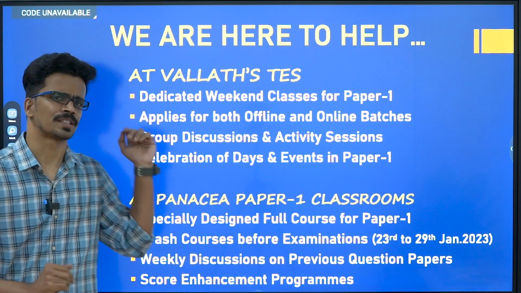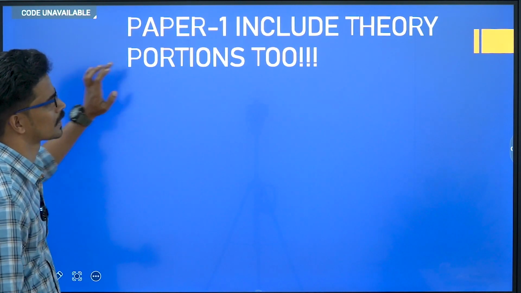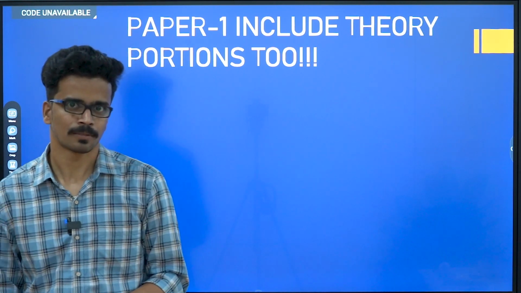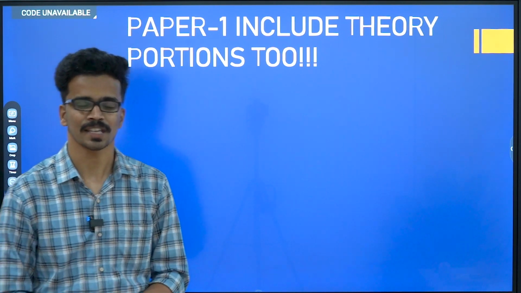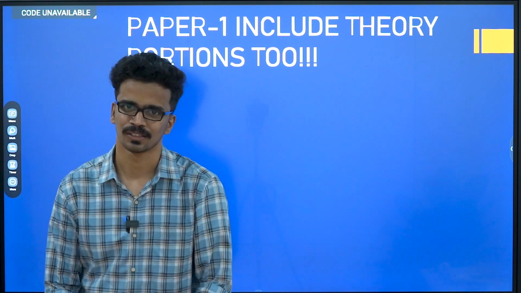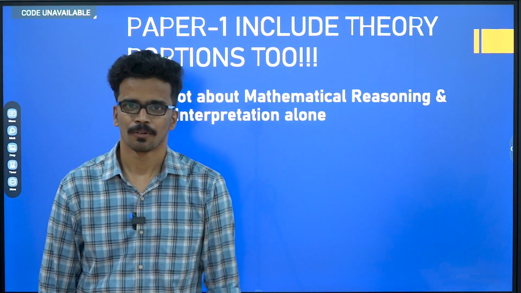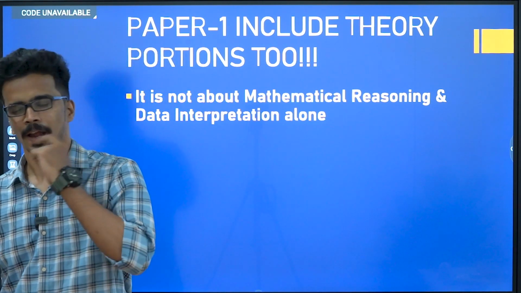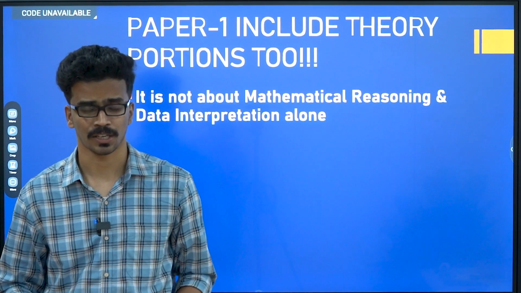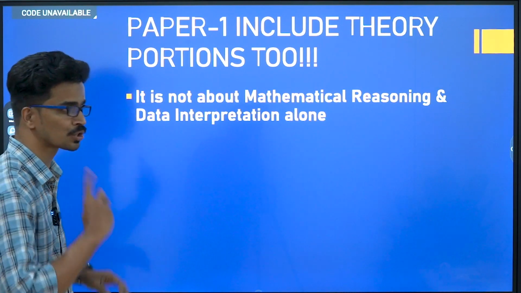You know what the units in paper 1 are? Do you have any idea about the syllabus of paper 1? What to study? Whenever you hear paper 1, you feel like it's about mathematical portions alone. No, it includes theory portions as well. So what to consider is a major question. You always have this idea that we have questions from paper 1 where mathematical reasoning and data interpretation questions might confuse me a lot. But you should know something.